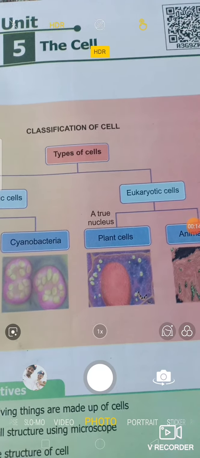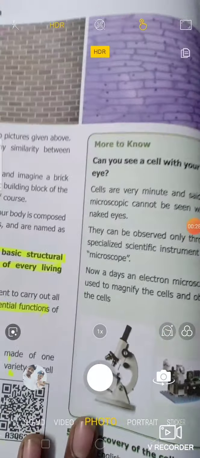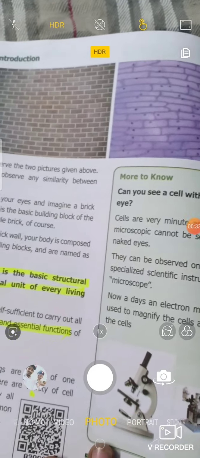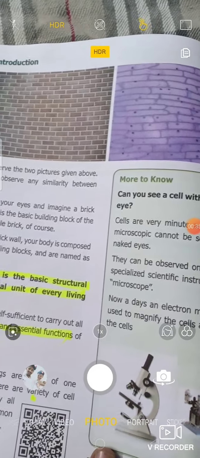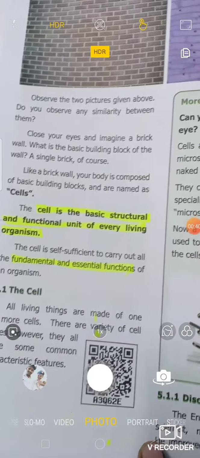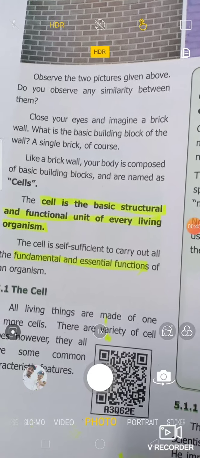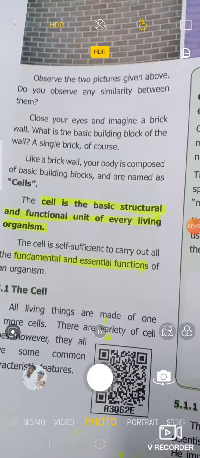Amen. Dear children, today we are going to see the fifth lesson in the second term, the cell. They have given two pictures. One is a wall picture, another one is a cell picture. Nearly both of them look similar. A cell can be compared to a wall: how the wall is constructed, the cell is also constructed.